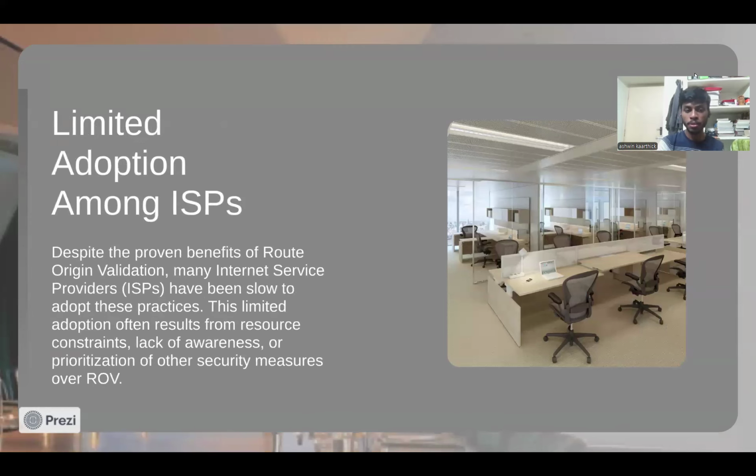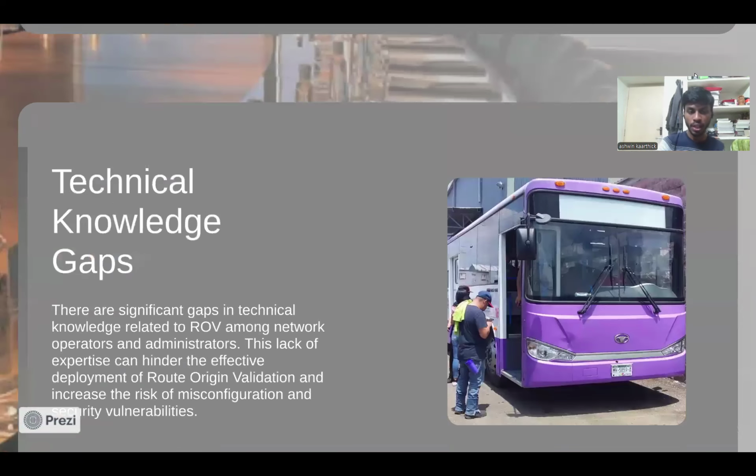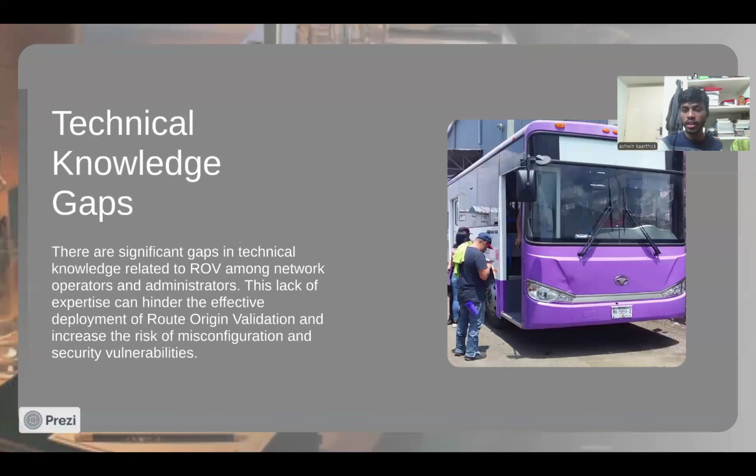Limited adoption among ISPs. Despite the proven benefits of ROV, many internet service providers have been slow to adopt these practices. This often results from resource constraints, lack of awareness, or prioritization of other security measures over ROV. Technical knowledge gaps are also another reason for the poor implementation of ROV among the ISPs.